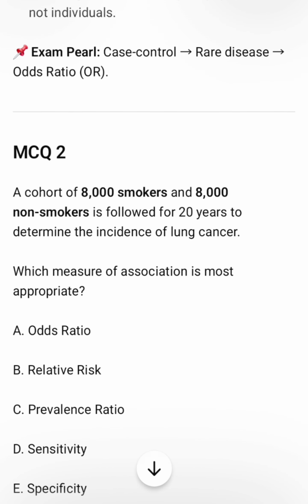MCQs 2. A cohort of 8,000 smokers and 8,000 non-smokers is followed for 20 years to determine the incidence of lung cancer. This was the cohort study in which the incidence was determined. Which measure of association is most appropriate? A. Odds ratio, B. Relative risk, C. Prevalence ratio, D. Sensitivity, E. Specificity. So for cohort study, we will consider it as relative risk.